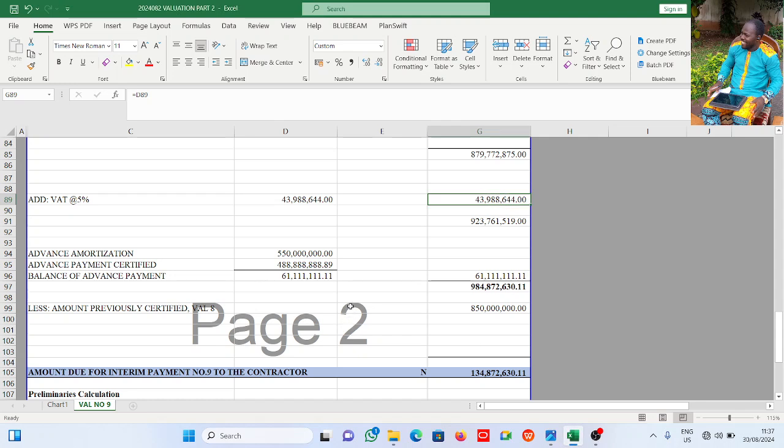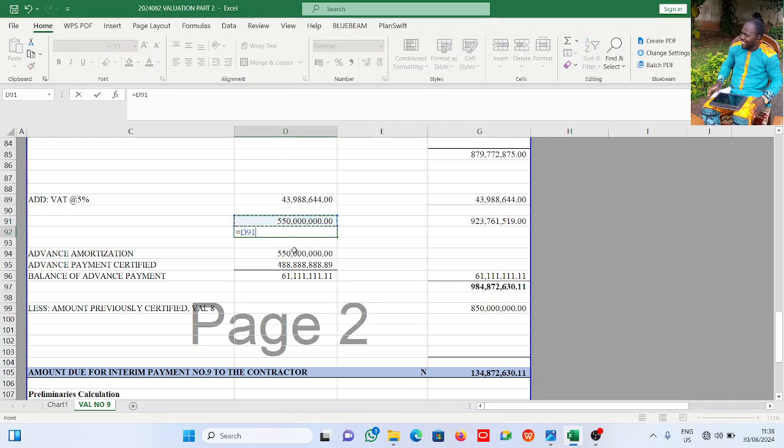All right, now how do we treat this? Now it says in 9 equal installments beginning from second valuation, and now we are in valuation number 9. All right, now let me just do it here so you understand what I did here. We have it to be 550 million. Now this is the advance payment, and it's to be recovered in 9 equal installments. So this divided by 9, this is how it will be recovered.